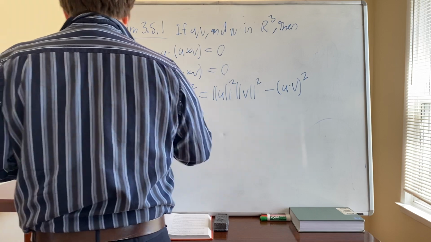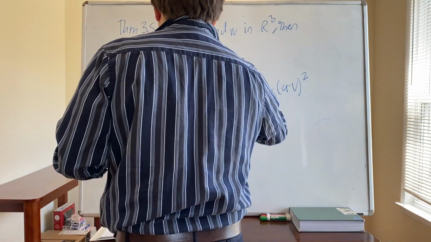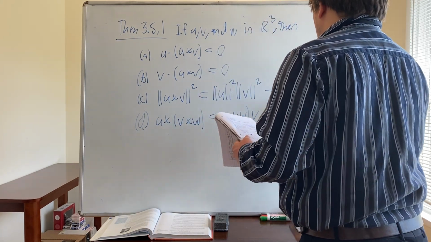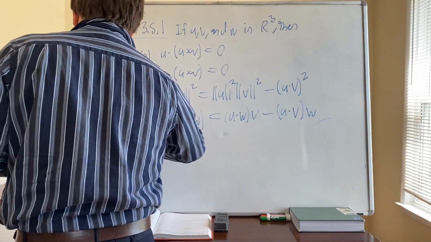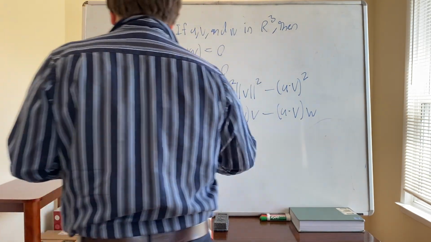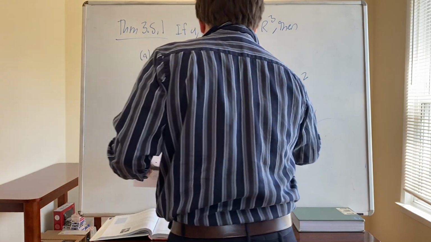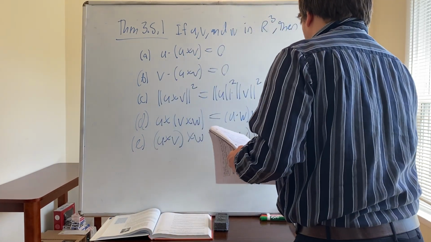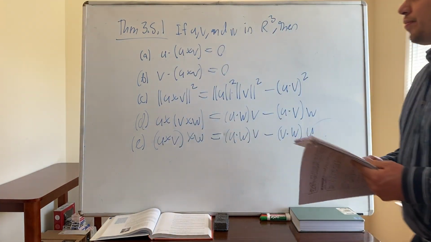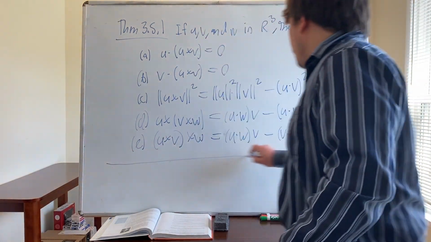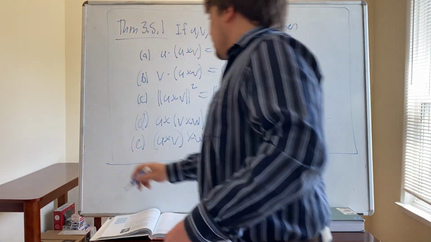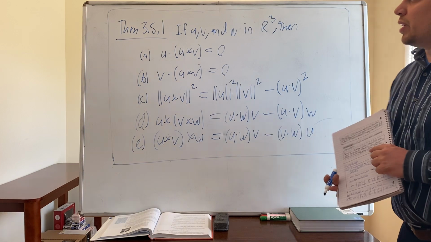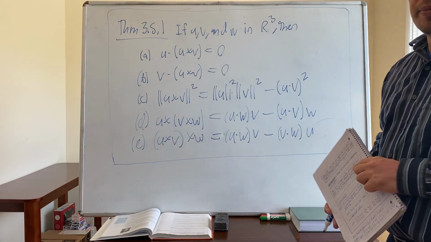D, u cross v cross w is equal to u dot w v minus u dot v w. And then E, u cross v cross w is equal to u dot w r, v, sorry, minus v dot w u. Okay, so theorem 3.5.1 gives you 5 more equations. So we now have these 5 equations given 3 vectors in 3 space.